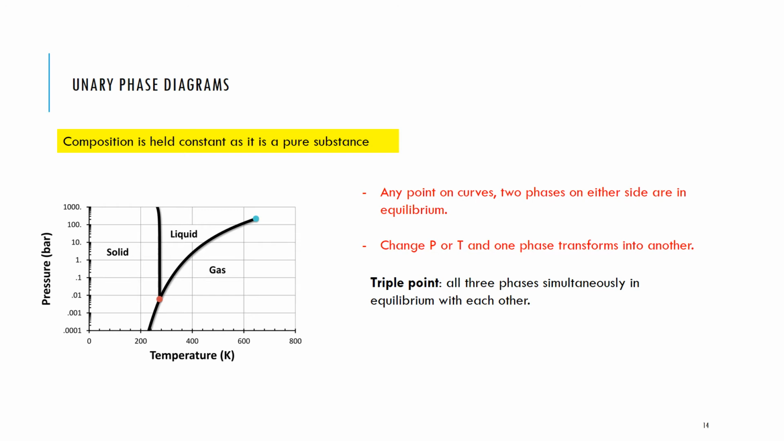So at any point on these curves, two phases on either side of that curve are in equilibrium. So if I'm on the black line between the liquid and the gas phase, if I'm at the right temperature and pressure, then two of those phases are in equilibrium with each other. The minute I cross one, I jump off the fence, so to speak, and I move entirely into the liquid regime, then we have a single liquid phase. And as I said, there's an interesting point on the water phase diagram in that there's a triple point and all three phases occur simultaneously in equilibrium with each other.